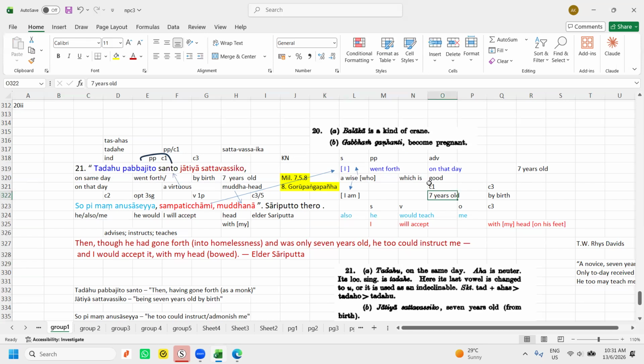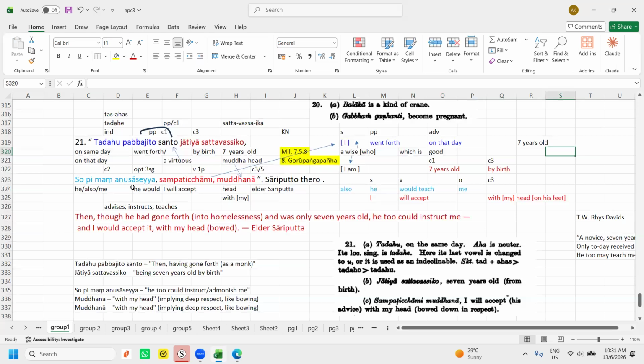7 years old by age. If you translate, you take this, you put here the 7 years old by age. That means the wise person who went forth on that day is actually 7 years old by birth. Now we go to the next line. The next line here, can you see the word? After that, we can connect why I put I and I am.